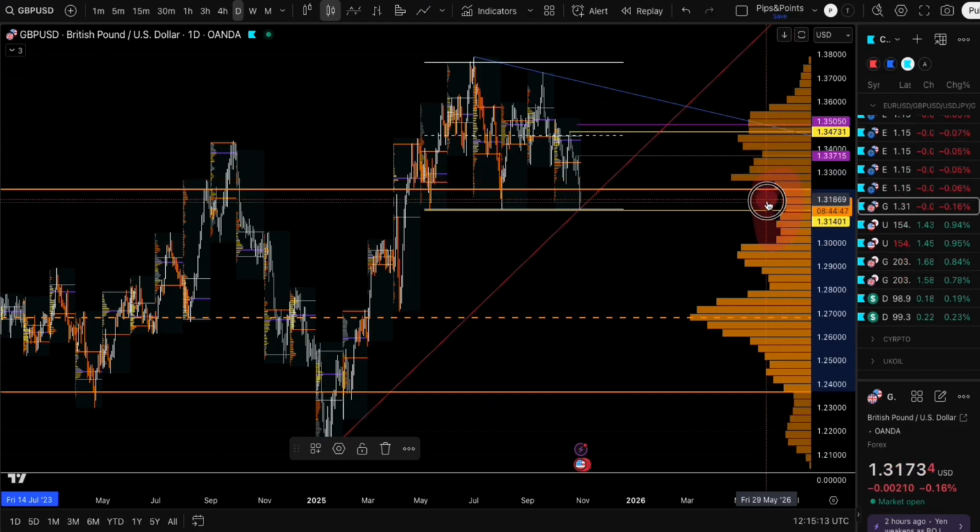So this is a low volume node area right here, a low volume node area right here, and a low volume node area right here. Now, the reason why I'm pointing all this out to you is based on where the low volume node is, you can expect certain things to happen very, very quickly.